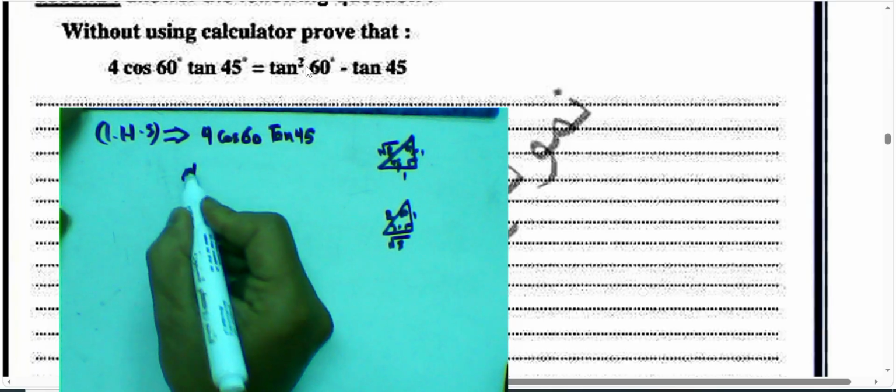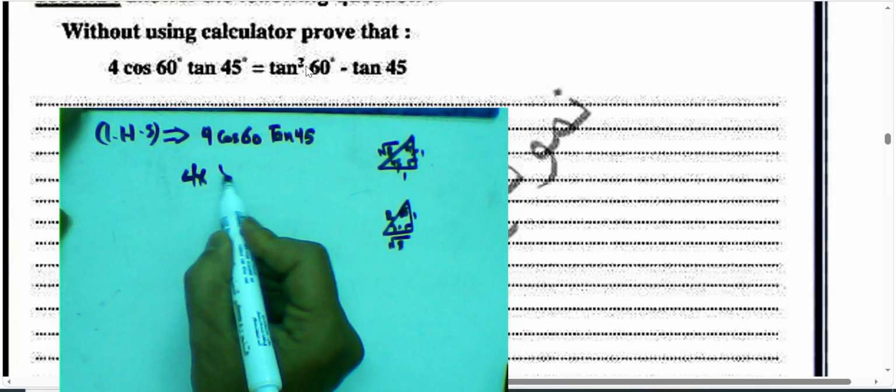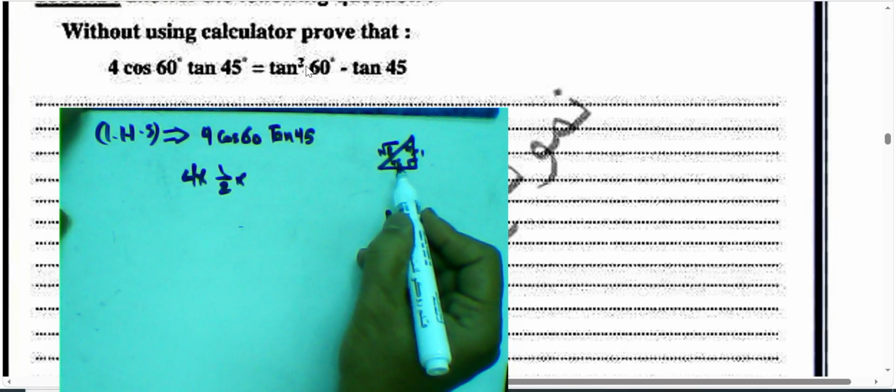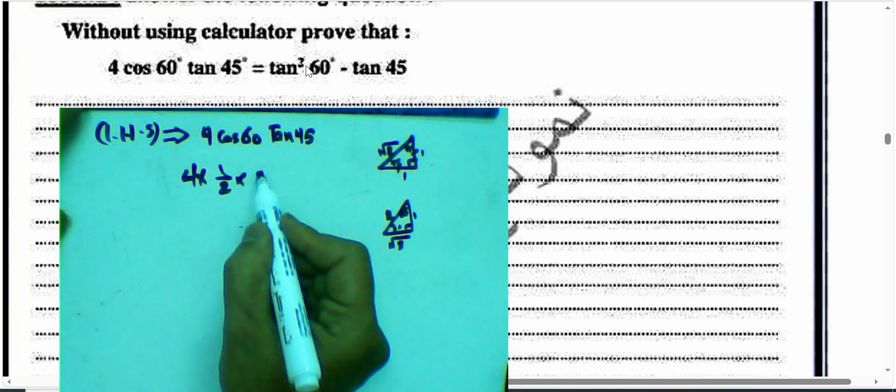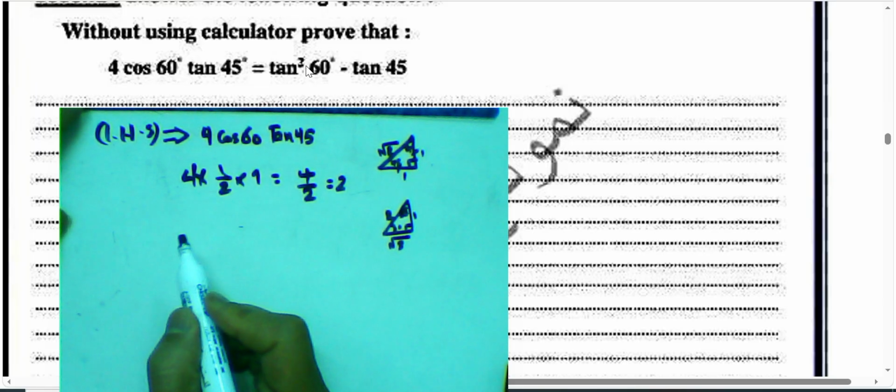The left hand side: 4 product by cosine 60, which is adjacent over hypotenuse, 1 over 2. Tan 45 is 1 over 1, opposite over adjacent, which will be 1. The result will be 4 over 2. The result will be 2.